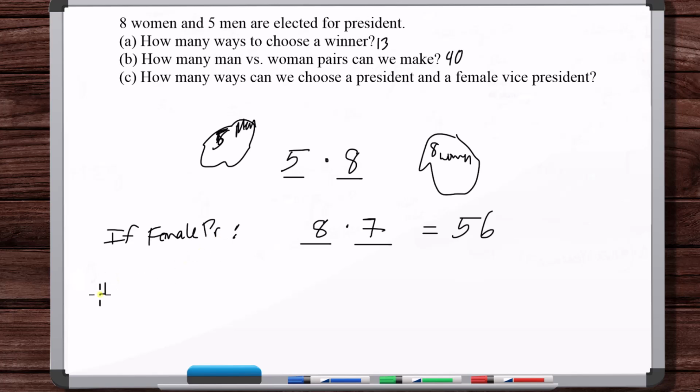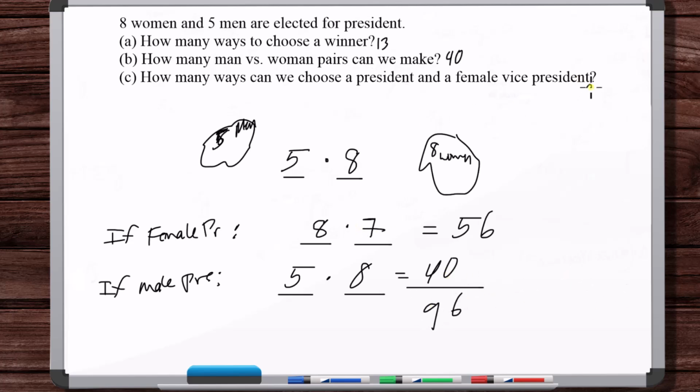Now, there's the other case where, what if we have a male president? Then, okay, there's 5 outcomes here, and then we want a female vice president, so there's 8 outcomes here, so 40. So 56 plus 40, 96.